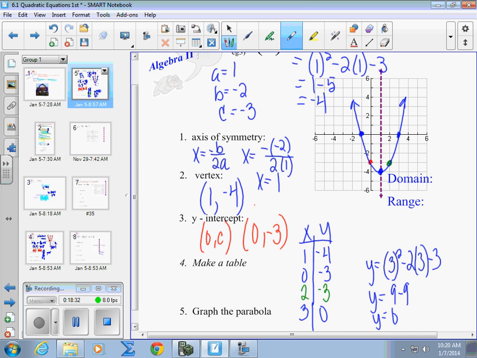The domain is made up of all real numbers. The range is y such that y is greater than or equal to negative 4.